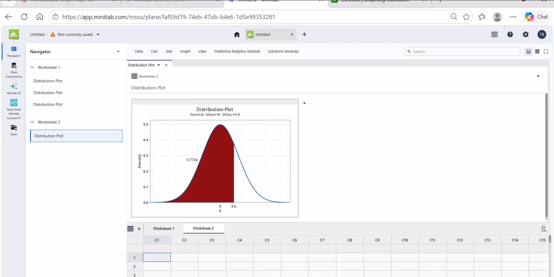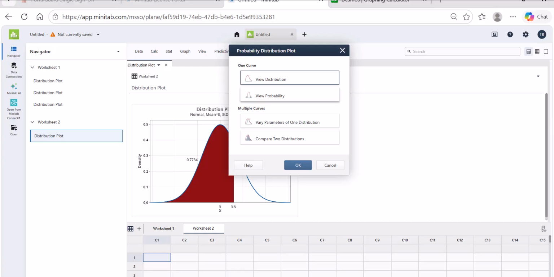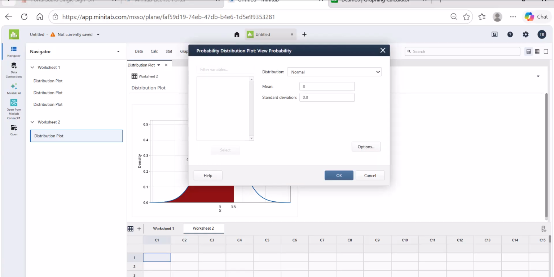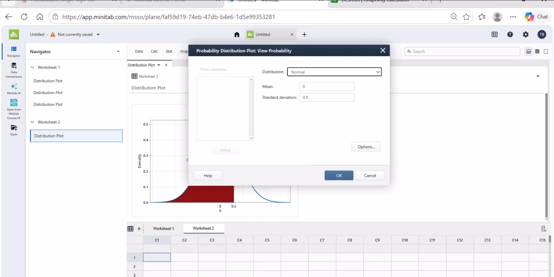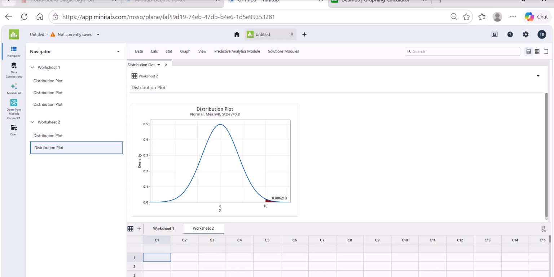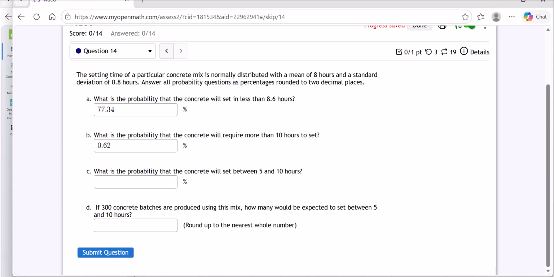In part B, we're looking at the probability it takes more than 10 hours. So back to graph, probability distribution plot, view probability. Our mean and standard deviation stay the same, but on the options now, because I'm doing greater than, I'm going to go to the right, and then we'll put in an x value of 10. In this graph, we can see our shading is over to the right. It's really small. It says 0.006210. Remember, we're going to take this from being a decimal, make it a percent, which is 0.62.